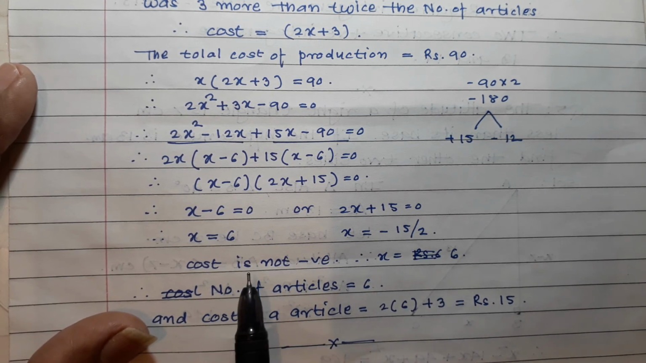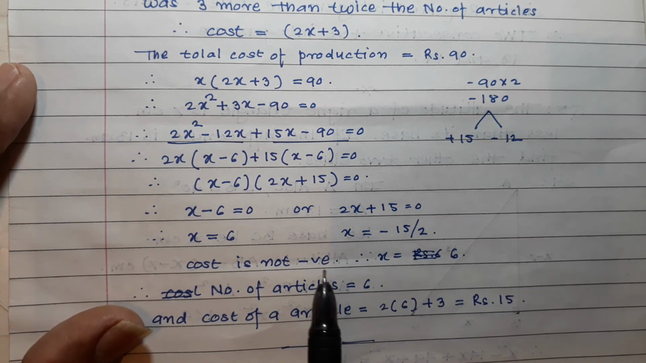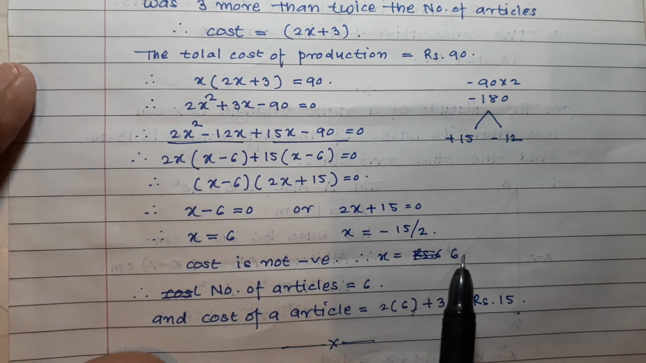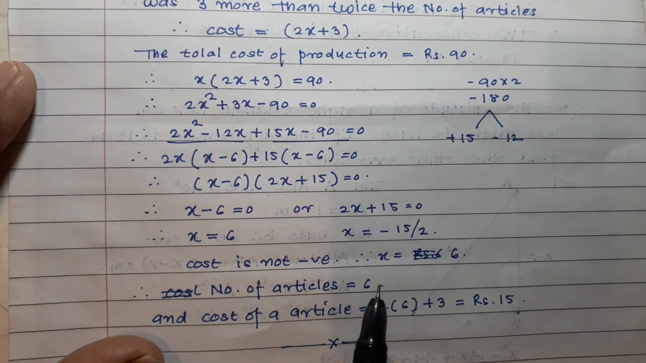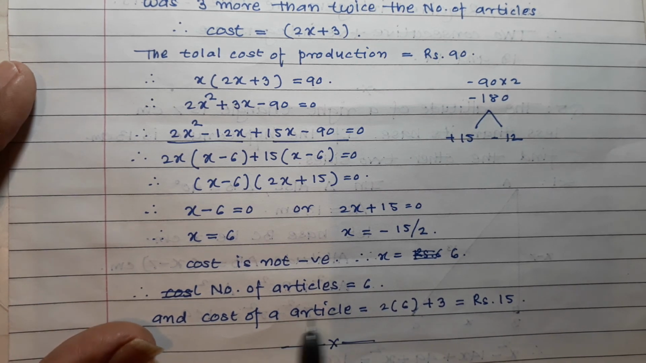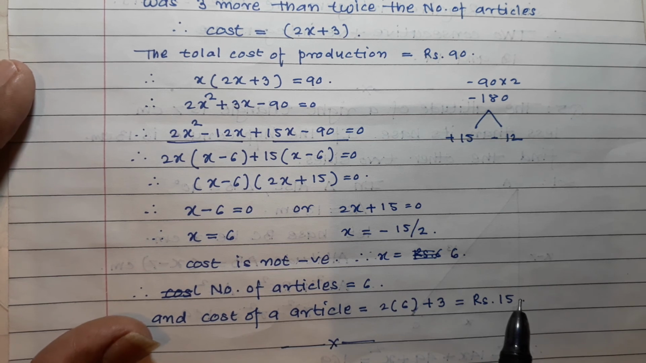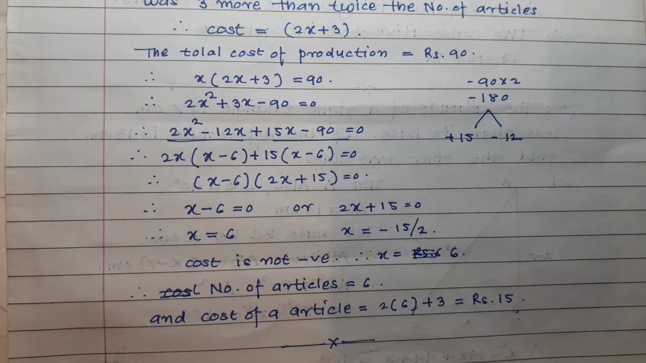So cost is not negative, or articles not negative, and therefore x is equal to 6. Number of articles are 6, and cost of each article is equal to 2x plus 3, so that is equal to rupees 15. Okay. Now today it is enough.